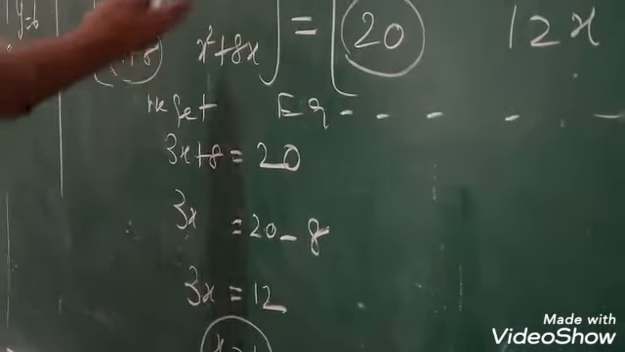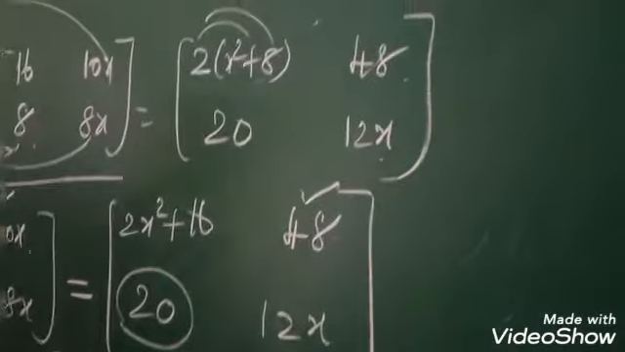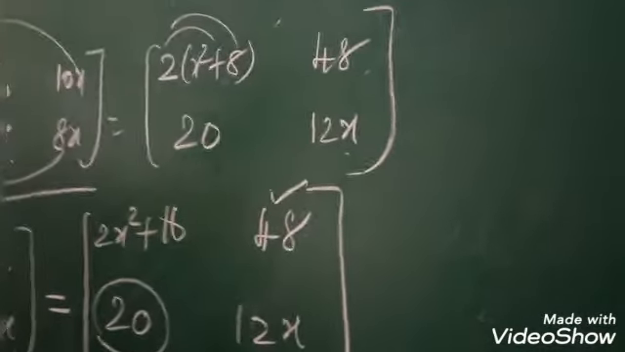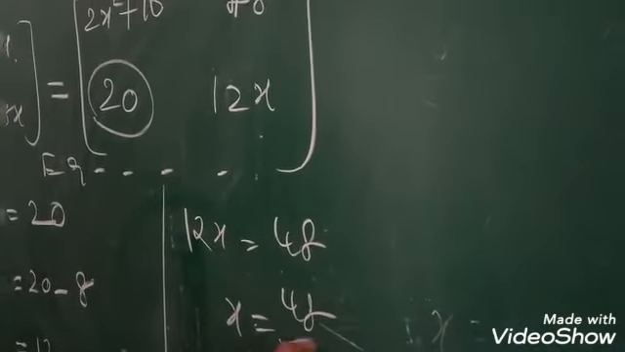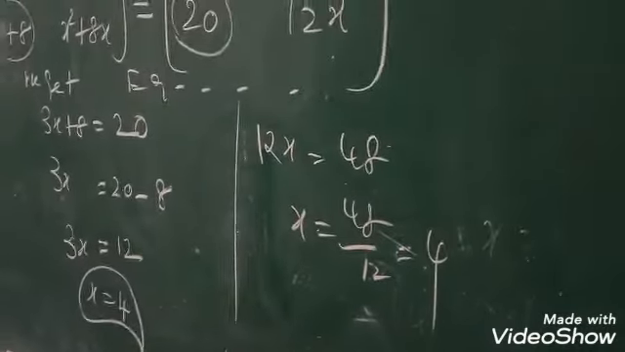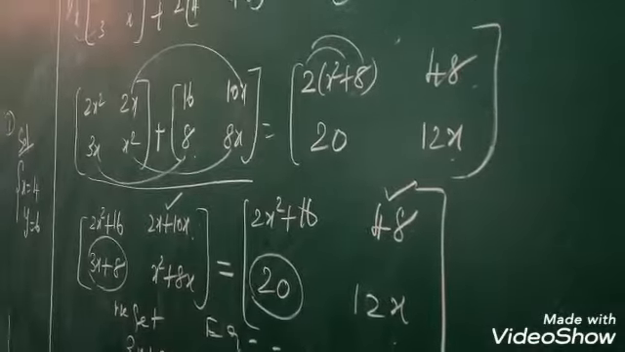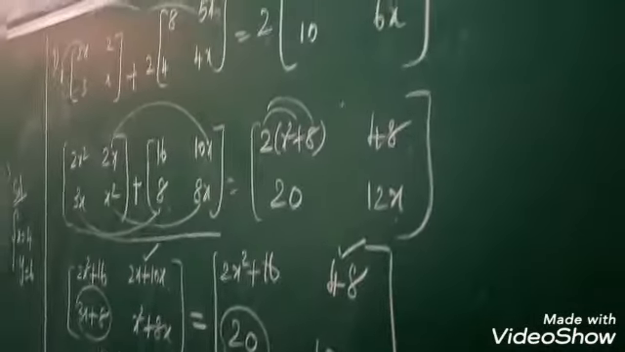If you equate any one here, also the second element and the second element. What is the second element? 12x is equal to 48. So what is the value of 48 by 12? Yes, you will get 4, the same value. If you equate any one element, you will get the value of x is equal to 4. Any one you have to do. This is the answer for the 7th sum.